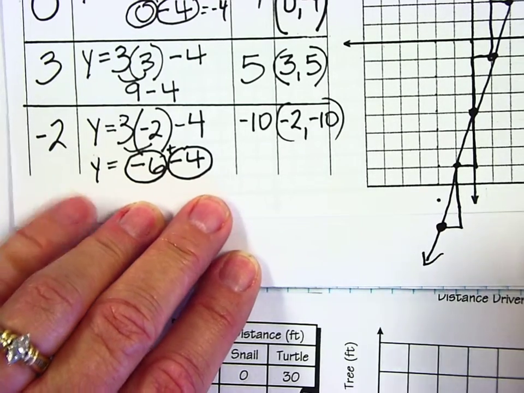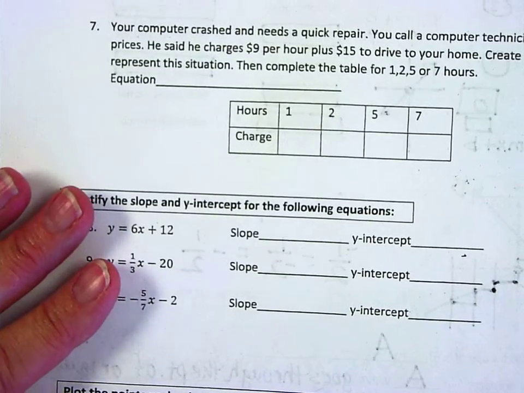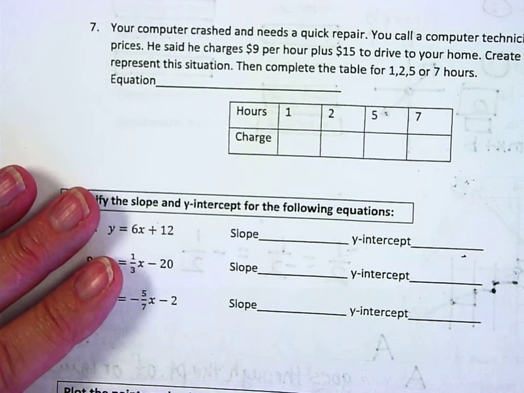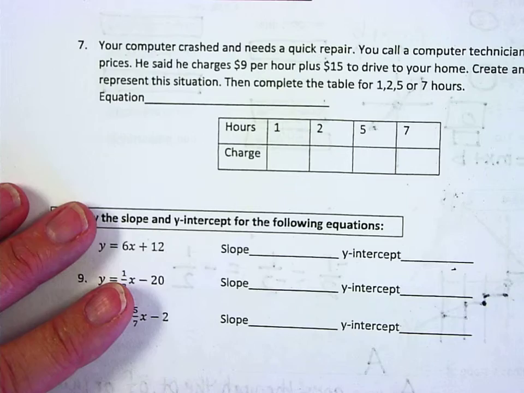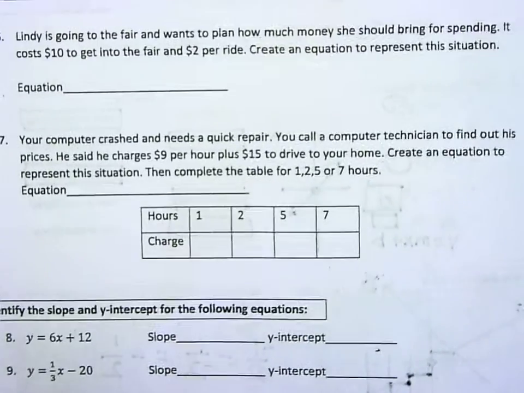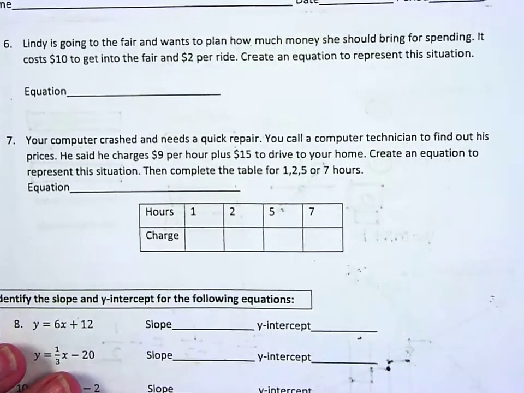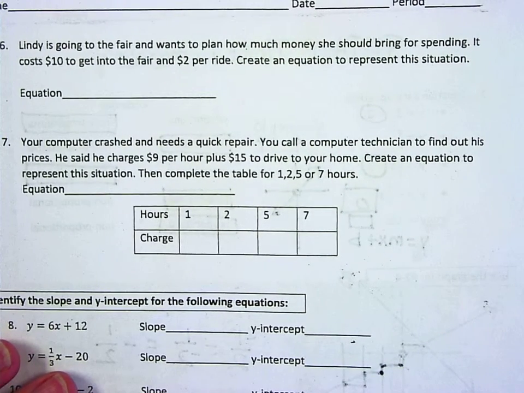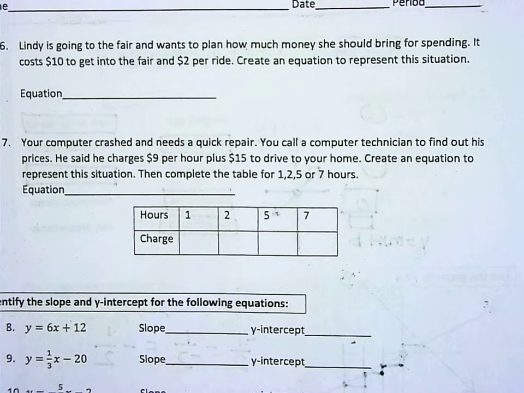Nice. Okay, back side. Lindy's going to the fair and wants to plan how much money she should bring for spending. It costs $10 to get into the fair and $2 per ride. Create an equation to represent this situation.